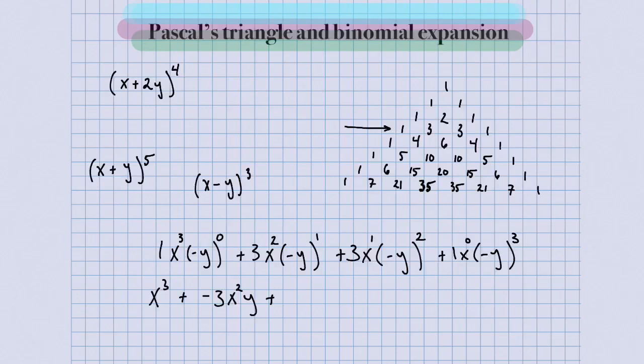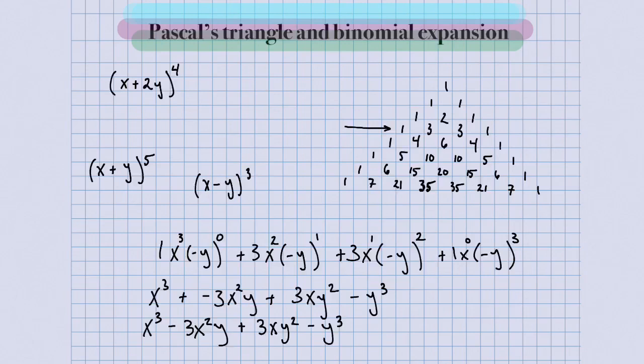The next term, negative y squared is going to give us a positive y squared. 3x and positive times positive y squared is just 3xy squared. And the last term, this turns into a 1. Negative y to the third power is just negative y cubed. So our final answer we could say is x cubed minus 3x squared y plus 3xy squared minus y cubed.